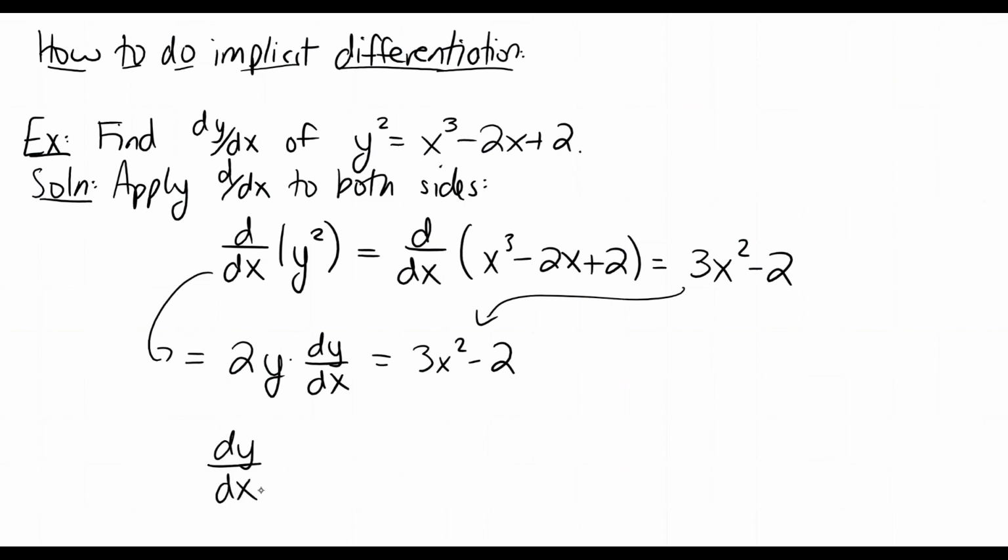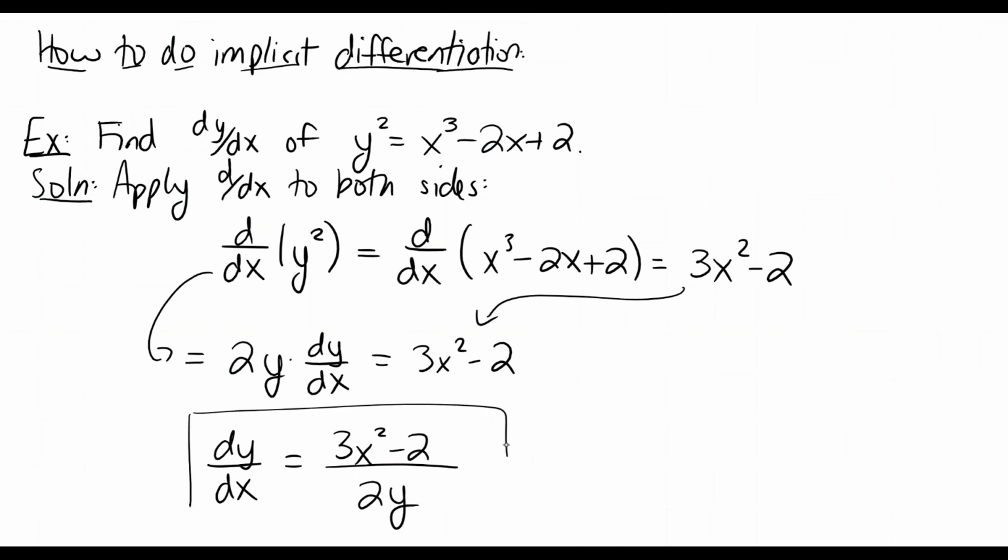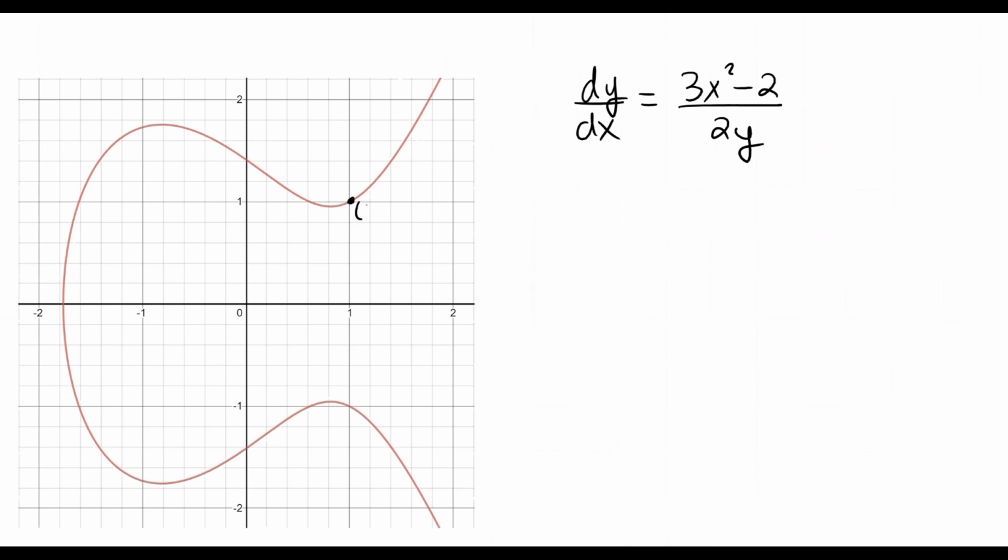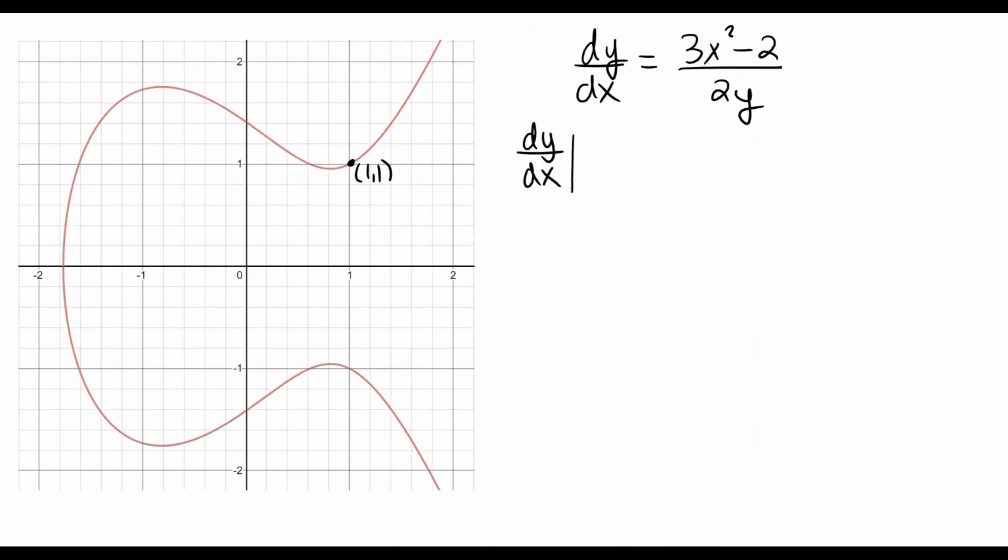To find dy dx, we just isolate this part using algebra. Dividing both sides by 2y, we get dy dx is equal to 3x squared minus 2 divided by 2y. This is our derivative. Notice that it has both x and y in the expression. We can find derivative values by plugging in points on the curve. For example, the point (1, 1) is on the curve, so the derivative at that point is 3 times 1 squared minus 2 divided by 2 times 1, which equals 1/2.